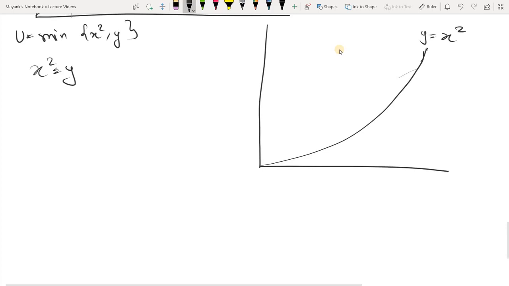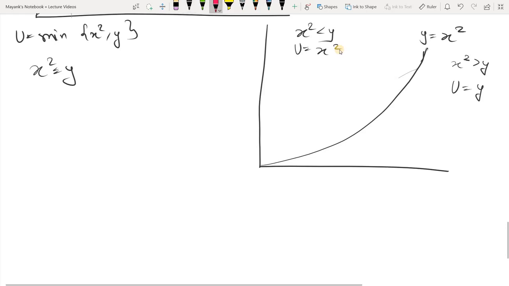Now here you have x square greater than y, so it means u equals y. On this part you have x square less than y, so you have utility equals x square. Now utility being equal to x square means that it is only dependent on the x coordinate.